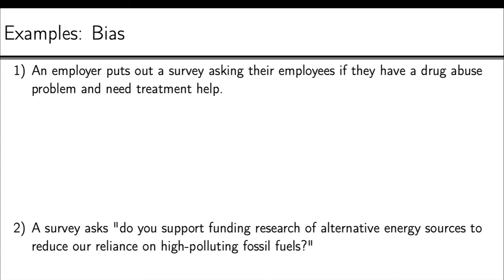An employer puts out a survey asking their employees if they have a drug abuse problem and need treatment. Well, this employer is asking employees about something that unfortunately might influence their working ability and how they're perceived at work. And so this, of course, could be a perceived lack of anonymity, which of course was going to lead to maybe their answers aren't truthful. And so there's some response bias.